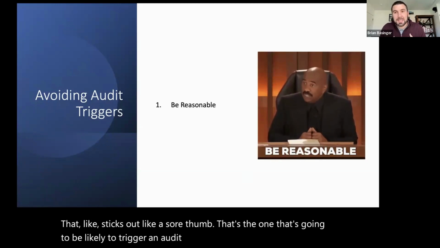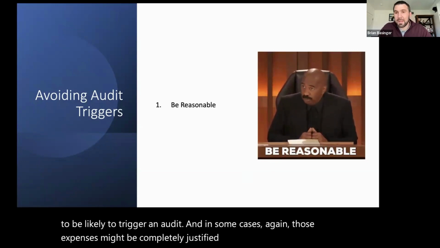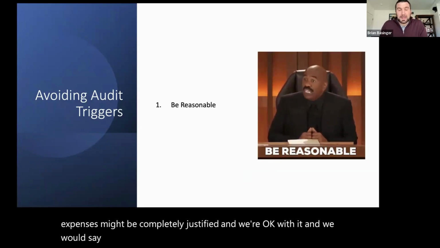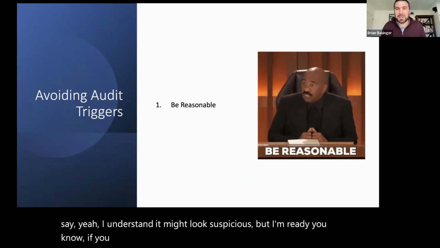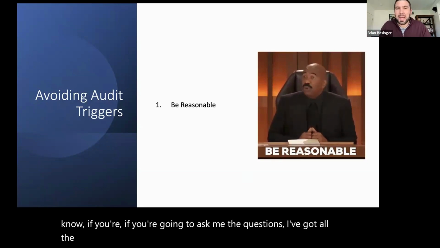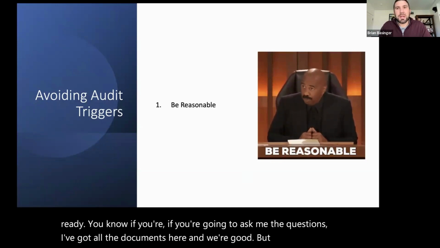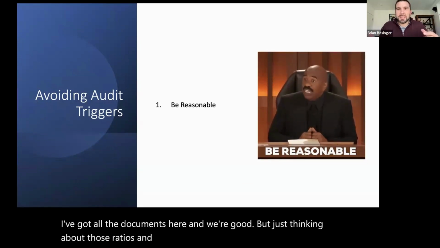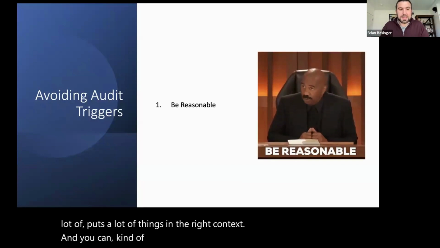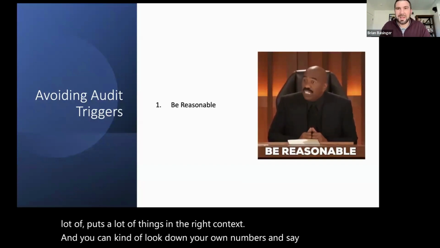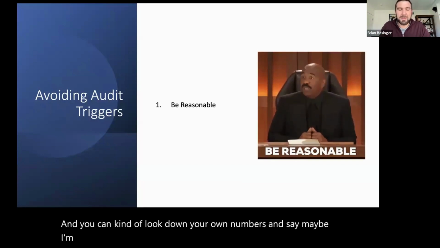And in some cases, again, those expenses might be completely justified and we're okay with it. And we would say, yeah, I understand it might look suspicious, but I'm ready. If you're going to come ask me the questions, I've got all the documents here and we're good. But just thinking about those ratios and reasonableness by itself puts a lot of things in the right context, and you can look down your own numbers and say, maybe I'm overreaching on this one.